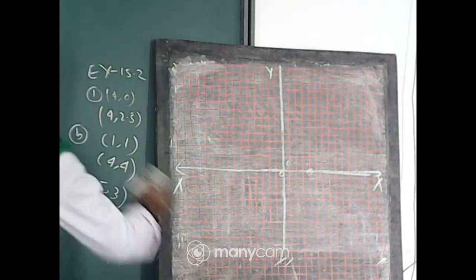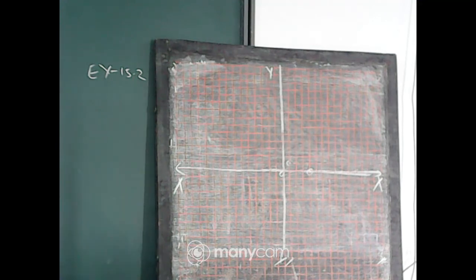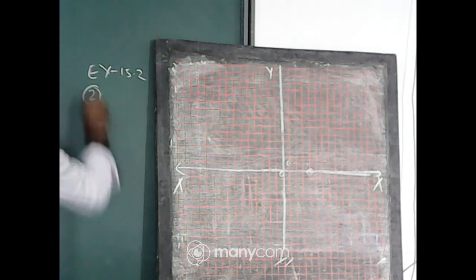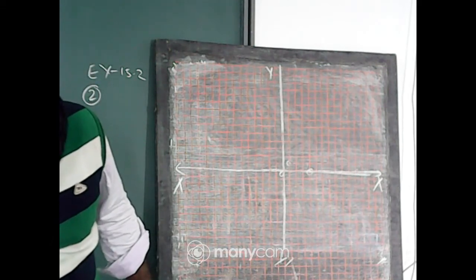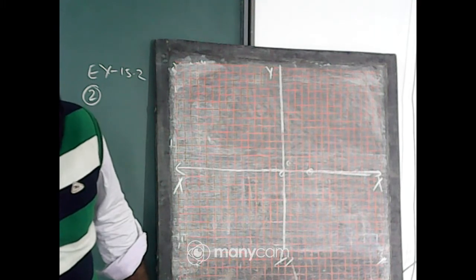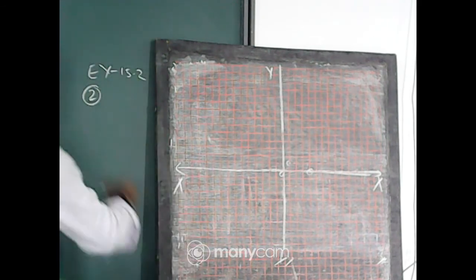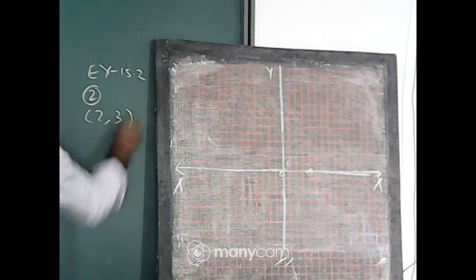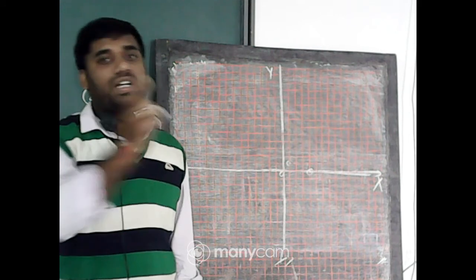Okay, next question number 2. Question number 2 is, draw the line passing through 2, 3 and 3, 2. First of all, plot these two points on the graph paper.